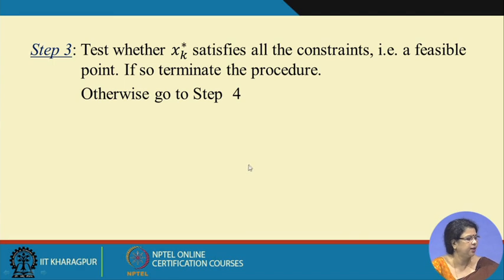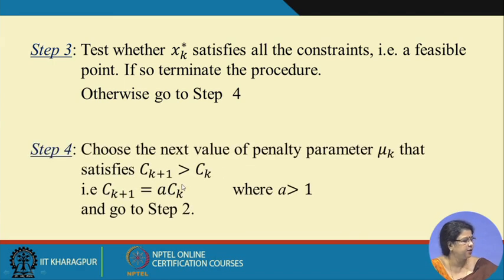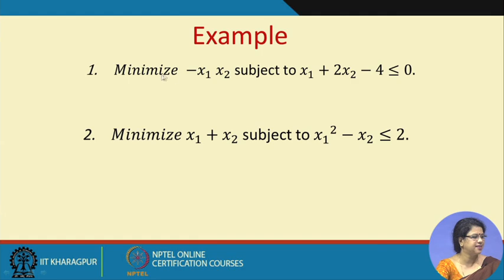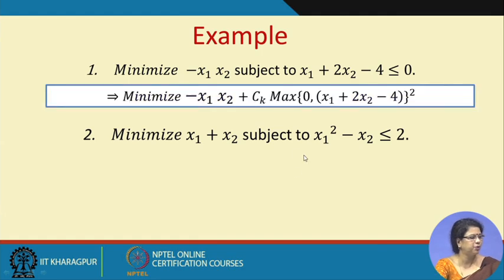All right. Now, in the next step, if this is not the optimal solution, select another c which is a higher value than the previous c. All right, that is why consider c_k+1 equal to alpha times c_k, and go to step 2, meaning the corresponding unconstrained optimization problem you have to solve. Then let us solve both the problems one by one. Okay.